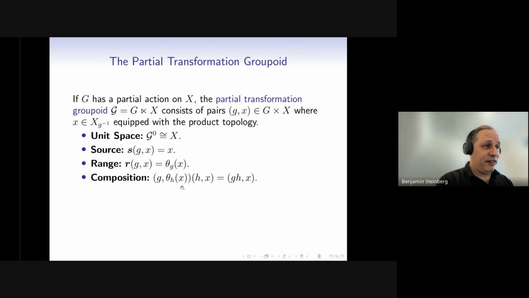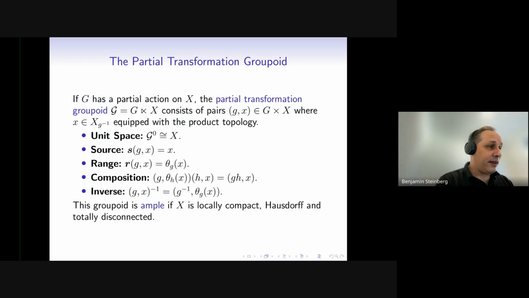The way you compose two arrows, in order for this to make sense, this x has to be theta h of x because that's where this arrow ends, and then I just multiply the g and the h. And the inverse of (g, x) is (g inverse, theta g of x). So it's just like the transformation groupoid, except that we restrict to the pairs that are allowed. This construction was introduced by Abadie in his PhD thesis. And this will be an ample groupoid if X is locally compact, Hausdorff, and totally disconnected, and my domains were clopen, like I was assuming.